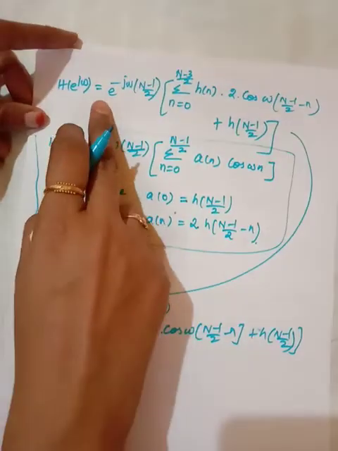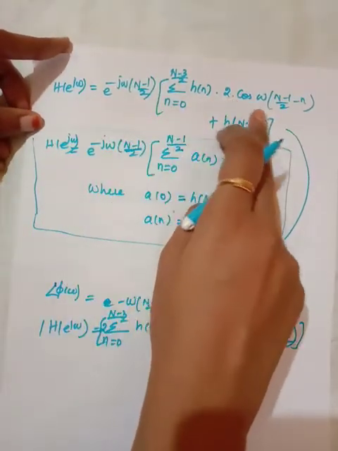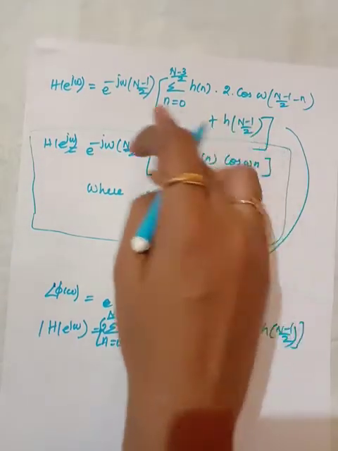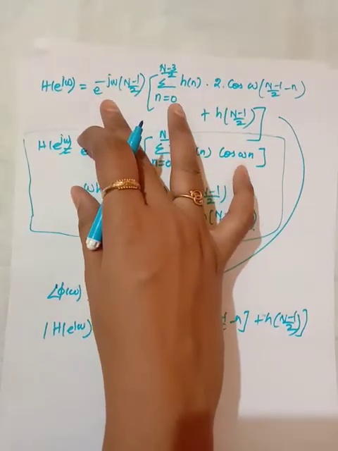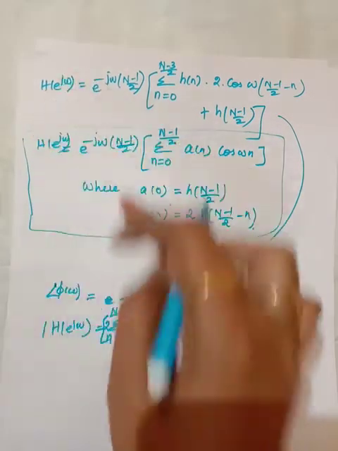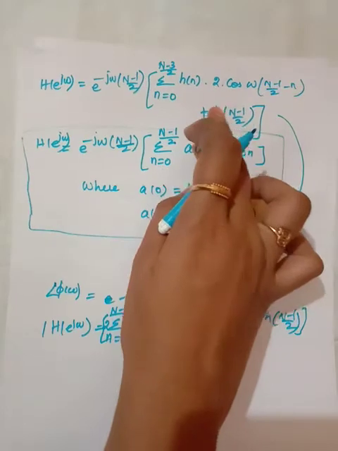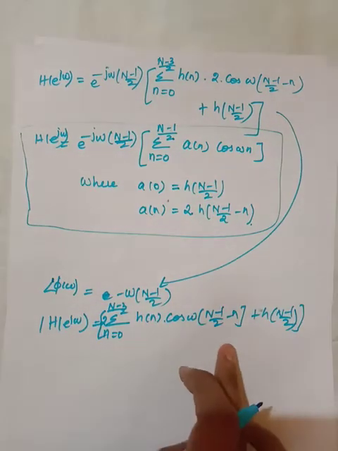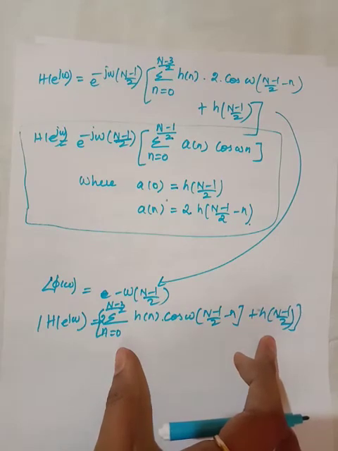After simplifying this result, what we got is e power minus j omega n minus 1 by 2, 2 cos omega n minus 1 by 2 minus n, plus h of n minus 2. So this is the actual thing we have derived, and this is your frequency response. From this, we have obtained the phase response value and the magnitude response value. So this is the required thing.